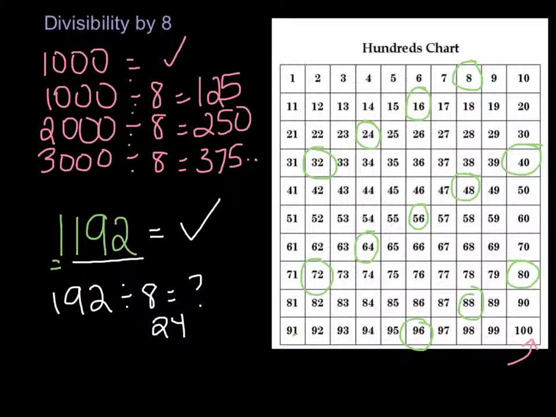So the rule for divisibility by 8, you're not concerned with a number in the 1,000 spot. You simply look at the last 3 numbers. So the number in the ones place, the number in the tens, and the number in the hundreds place, and you look at those 3 numbers, and if those 3 numbers are divisible by 8, then your whole number will be divisible by 8.